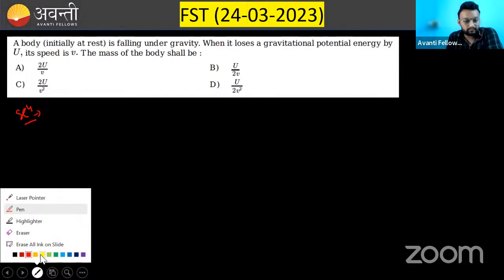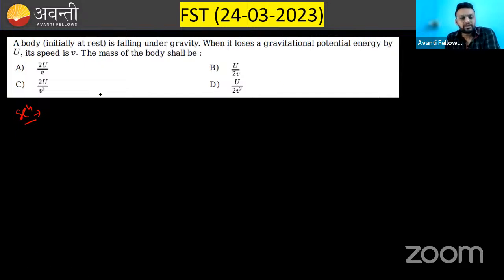Okay. Again, the question says, a body initially at rest is falling under gravity. So just draw a rough diagram. Let's suppose this is a body, initially at rest and falling. When it loses gravitational potential energy by U, when it falls, its potential energy will decrease. When it is at height h, its potential energy is more. When it falls, its potential energy will decrease.